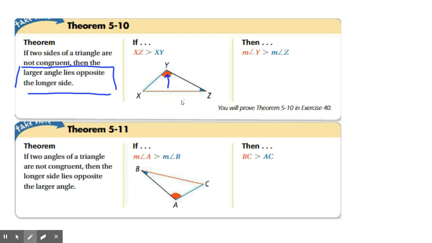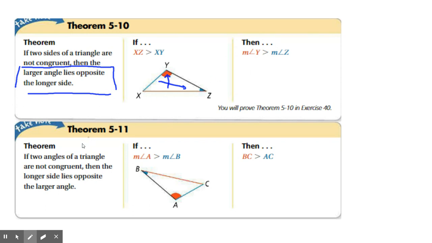So if XZ is bigger than XY, then that means angle Y would be bigger than the angle opposite of XY. Now, this is where it gets tricky because XY is over here, so it might be hard for you to identify what angle is opposite of XY. But again, if the side is XY, then Z is the opposite angle. It's the letter not used. So this relationship allows you to say something about this angle relationship.